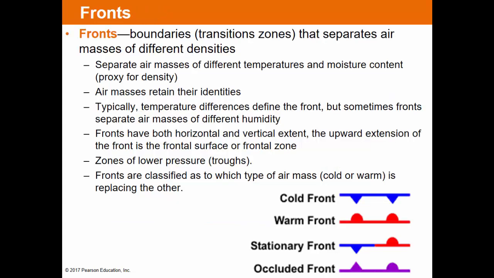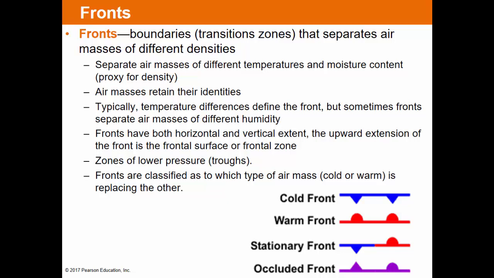So air masses are these 1,000-mile wide plus regions of air that have similar properties of temperature and density. Fronts are the transition zones between those two air masses. Once an air mass begins to move, the frontal boundary, the cold front, the warm front, is the transition zone between that air mass and the air mass that it's moving into. So a front is a boundary or a transition zone that separates air masses of different densities.